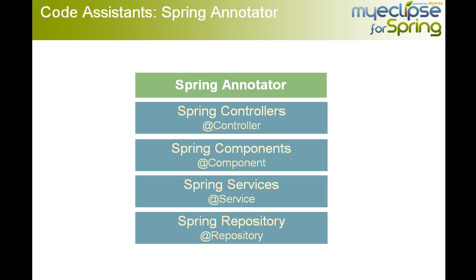Annotators support annotation-based development by helping a developer understand what annotations are available and in what context the annotation should be used. MyEclipse for Spring 8.6 includes annotators for JAX-WS and Spring, and in this tutorial I'm going to be specifically focusing on the Spring Annotator, which is designed to help Spring developers annotate Spring controllers, services, components, and repositories.